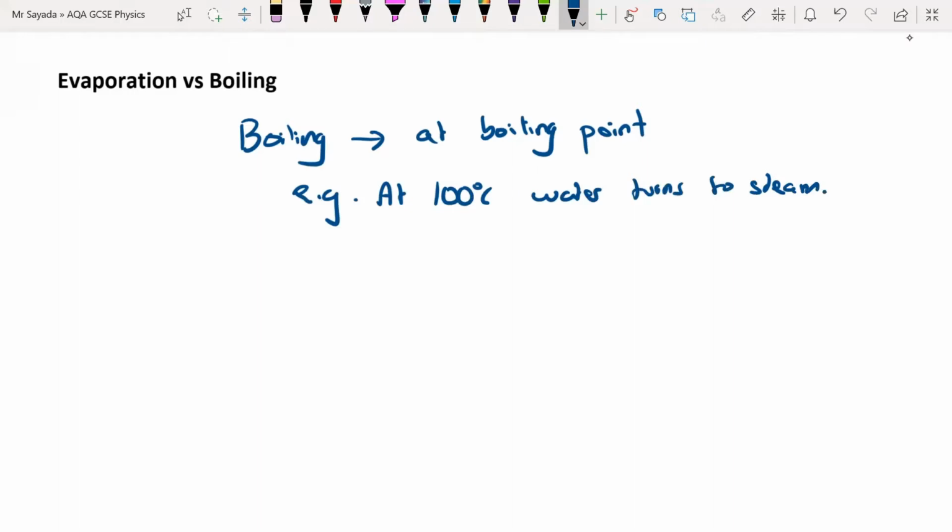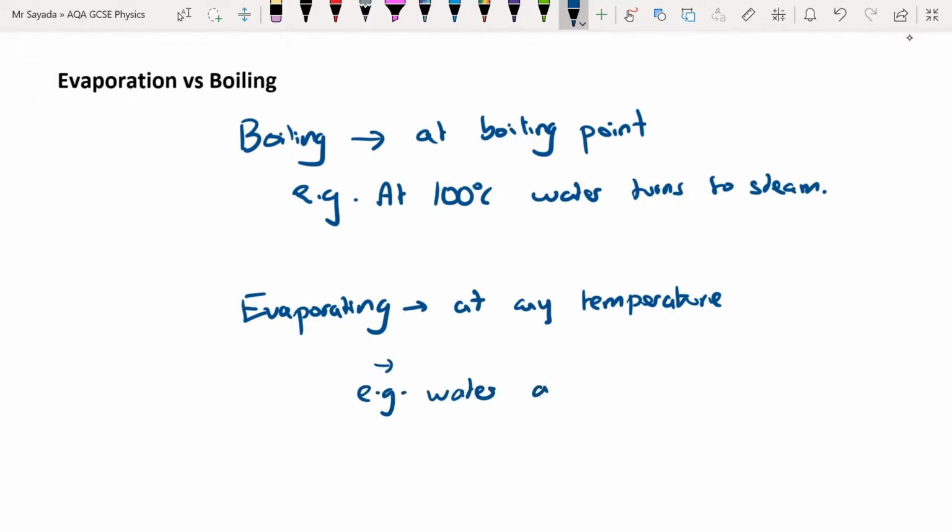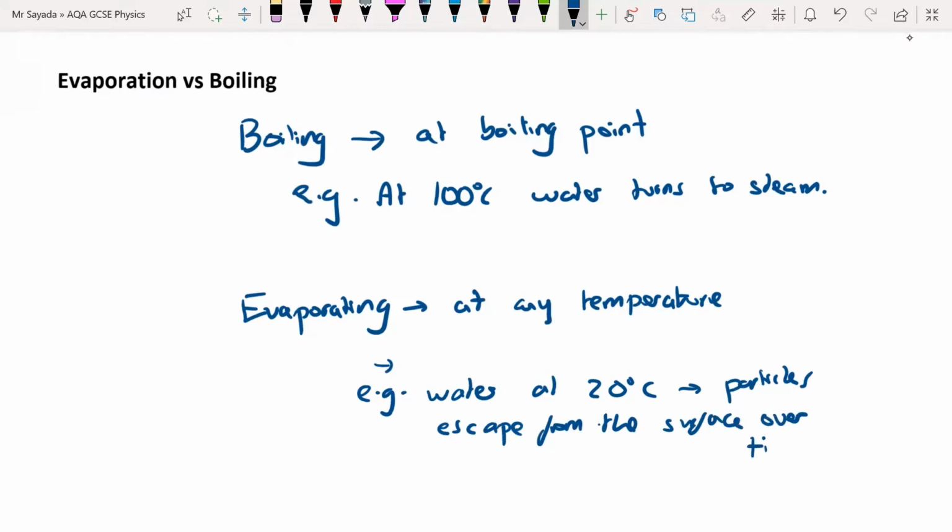That's boiling. Evaporating can happen at any temperature. So if you have some water and you put it in a room at room temperature, around 20 degrees, if you leave that for long enough, that water will all evaporate. And that means it's slowly turning into a gas. And what happens, it's just the water at the surface. So, for example, water at 20 degrees, particles escape from the surface of the water over time. So if you put a lid on it, the water wouldn't be able to escape.